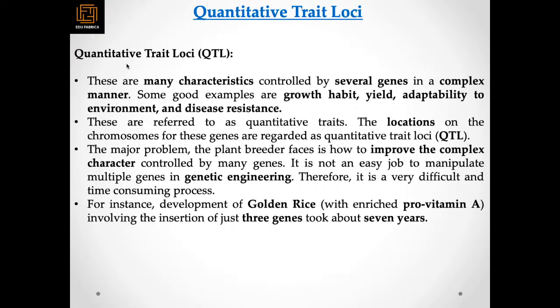Then there are quantitative trait loci, QTL. These are the main characteristics that are controlled by several genes in complex manners. Some examples are growth habit, yield, adaptability to environment, disease resistance. They improve complex characters controlled by many genes, and it is not an easy job to manipulate multiple genes in genetic engineering. For instance, development of golden rice, involving the insertion of just 3 genes, took about 7 years.